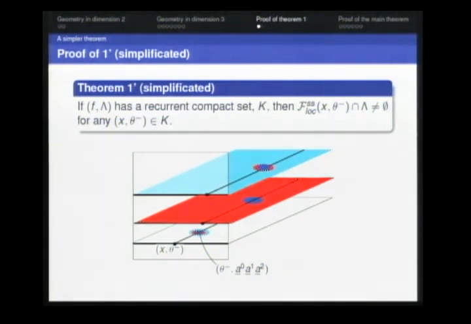And so this is the proof of the consequence of the recurrent compact criterion.